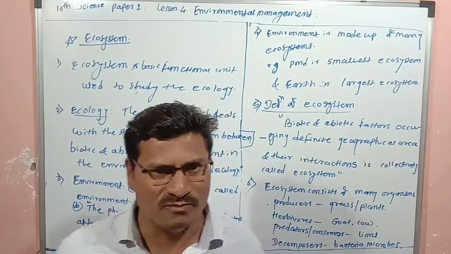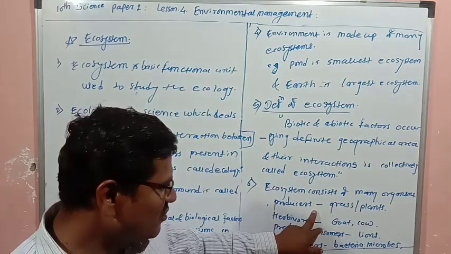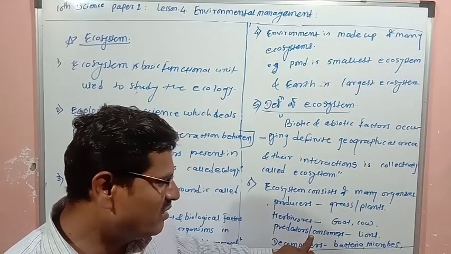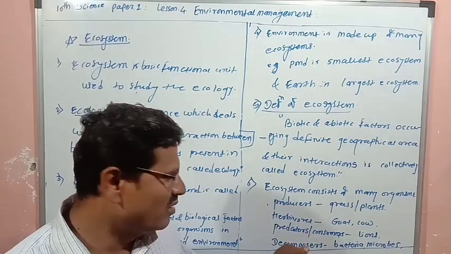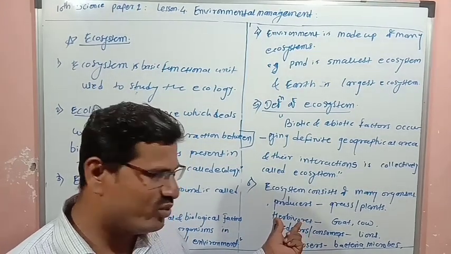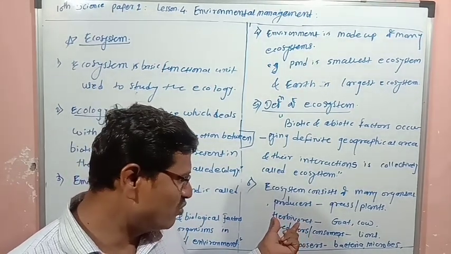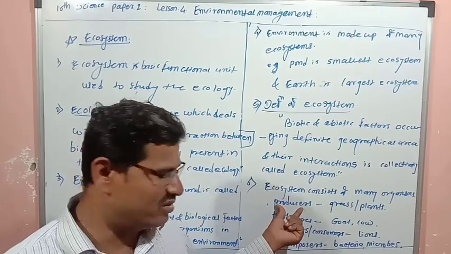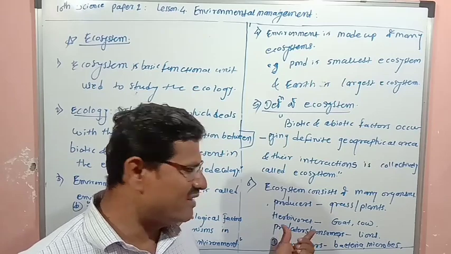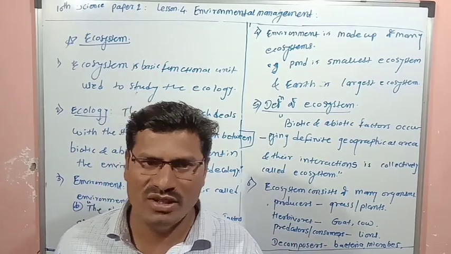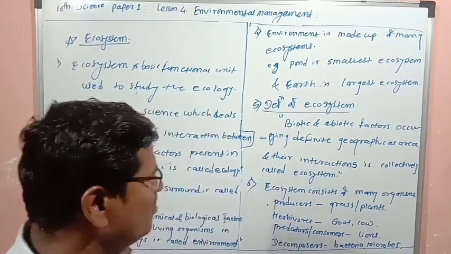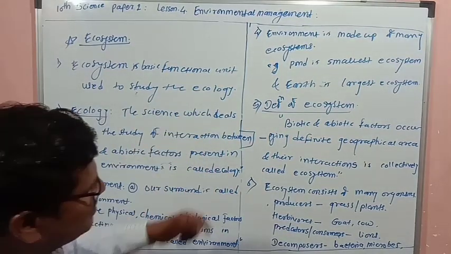They are controlling the population of herbivores. So if the number of predators decreases, herbivores will increase. If herbivores increase, they will affect the producers. So to maintain the balance in the environment, each and every factor in the ecosystem plays an important role. These are the 6 points.